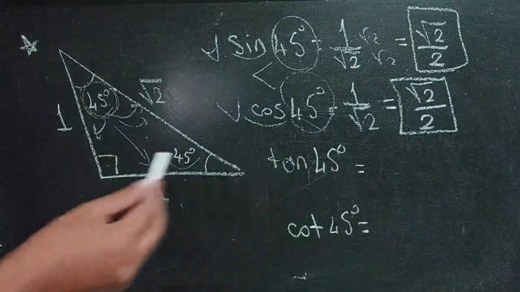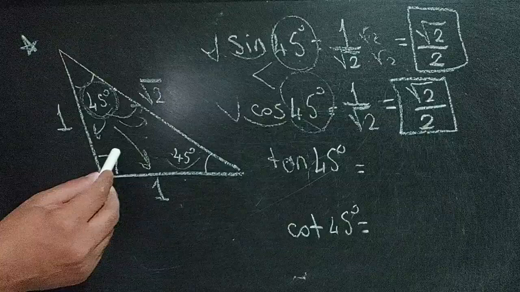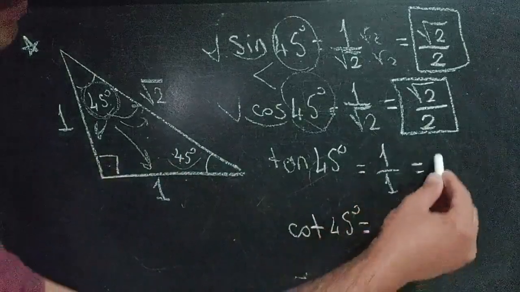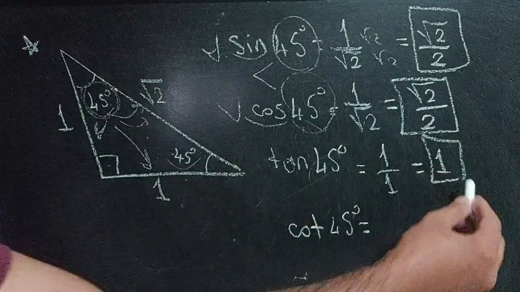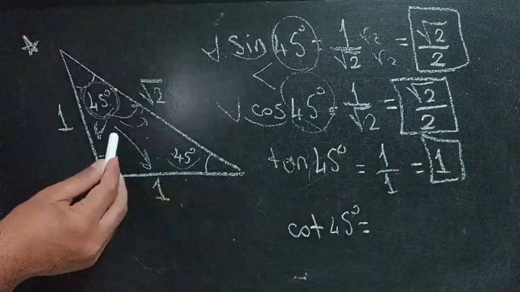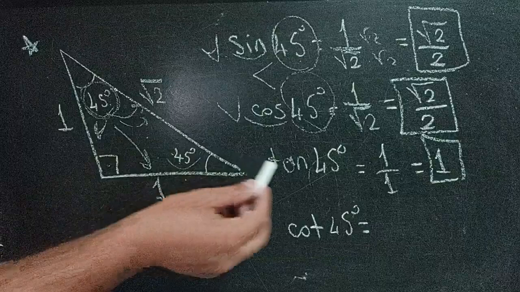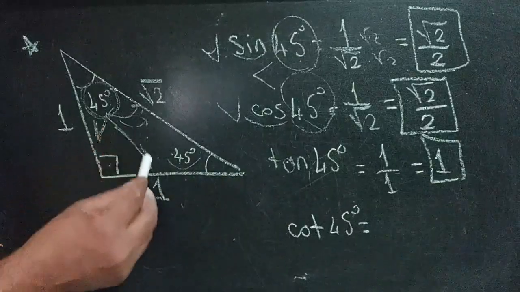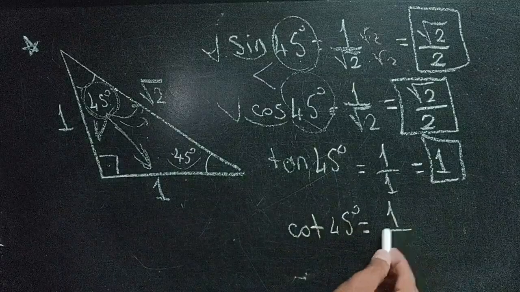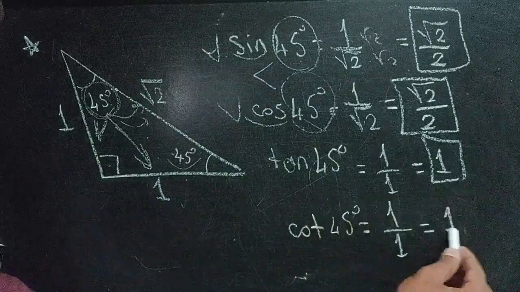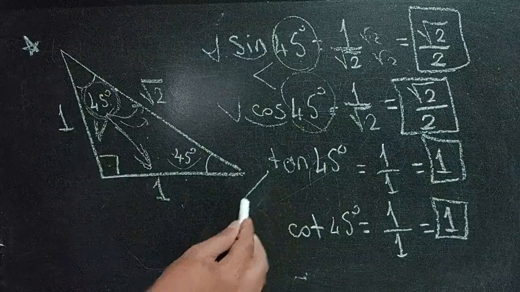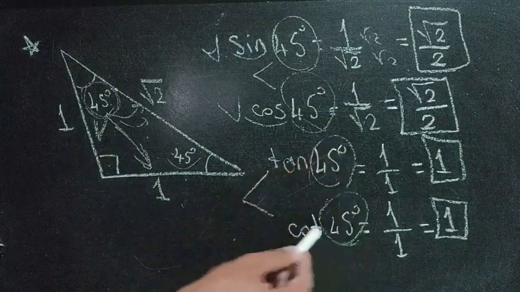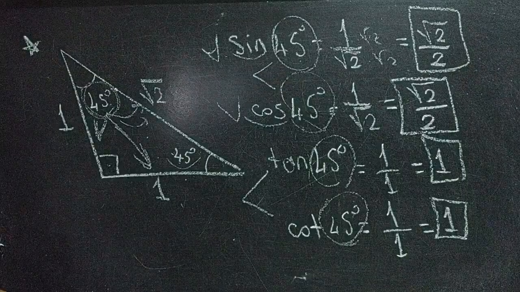So for tangent, opposite over adjacent, that's going to be 1 over 1, which is going to be 1. So the same thing for cotangent. Adjacent over opposite will be 1 over 1, and it's going to be 1, the same. See, same situation for this one too. 45 plus 45 is going to be 90 degrees.